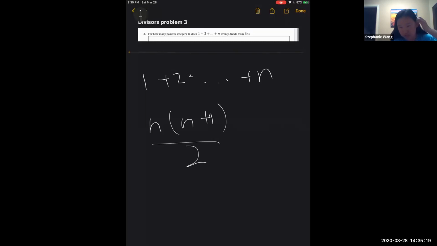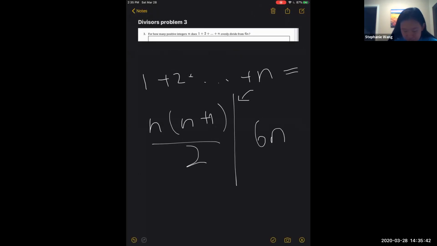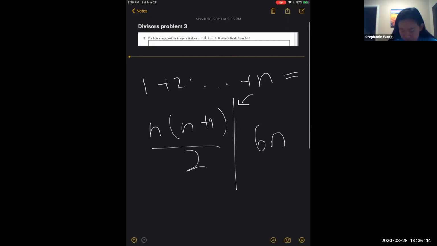I'm not sure if we're going to have time to go over why, but I'll just let you know that it's n times n plus 1 divided by 2. Now that we know that, we want to find the number of positive integers n such that this thing divides 6n. That's the symbol for divides, which also means that this expression is a factor of 6n.